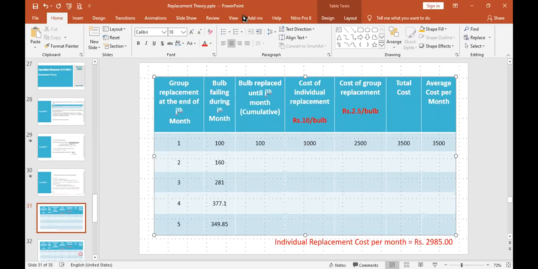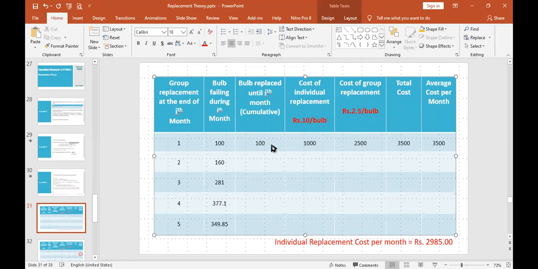Okay. Now the second column is for bulb replaced in ith month, and it is cumulative. Here it is month wise, but here it is cumulative. So it is 100 plus previous months, which is 0. So it is total number of bulbs which is being replaced in the entire first month. So it is 100. Since it is a first month, cumulative would be the month itself.